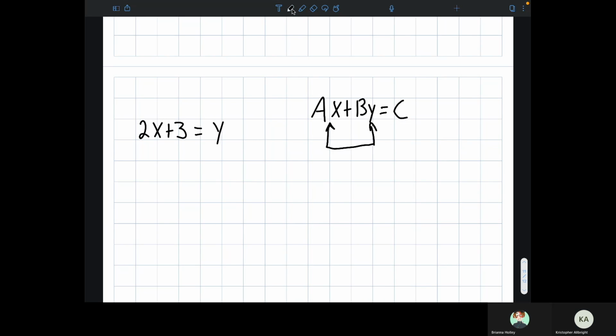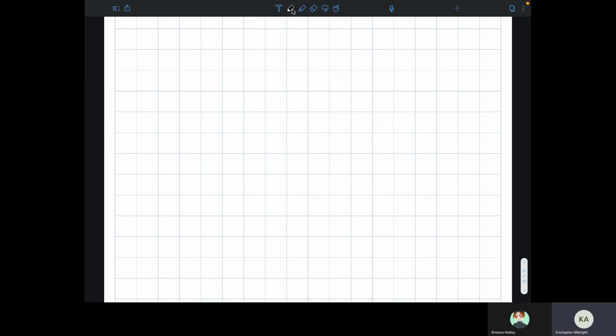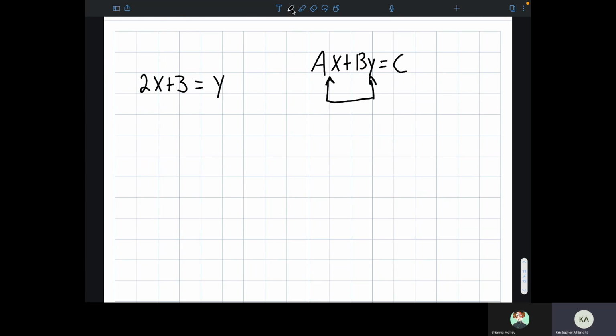So for this, I'm just going to move this 2x over. I'm just going to subtract. So now if we write this again, we say 3 equals negative 2x plus y. So if we just say, okay, this is a 1, the 1 is always there. So we're just going to call it a 1. We have, rearranging a little more.